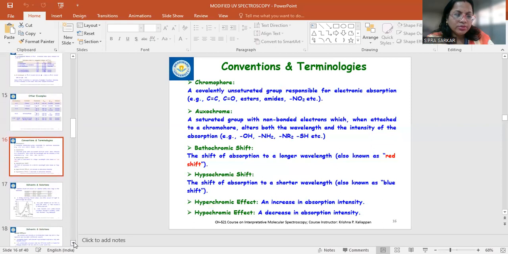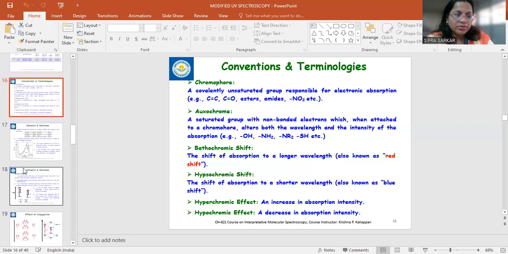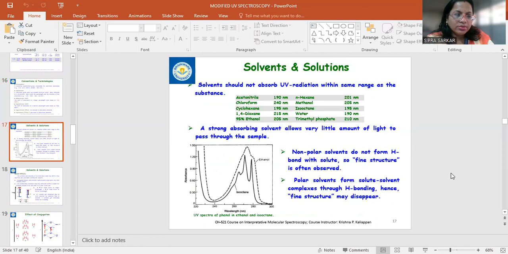Next, we have solvents and solution. These are the very important effect of solvent and effect of solution on the absorption. That will be discussed in the practical also. If we change the solvent or dissolve any particular compound in another solvent, its absorption maxima will change.